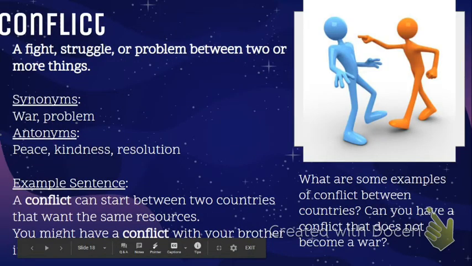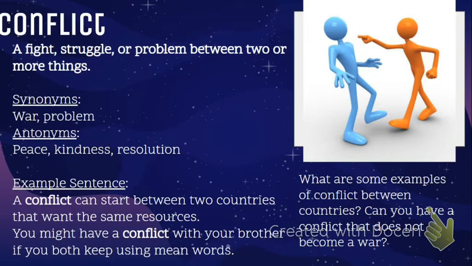Conflict. Conflict is a fight, a struggle, or problem between 2 or more things. Synonyms would be a war or problem. Antonyms would be peace, kindness, or resolution. Example sentences. A conflict can start between 2 countries that want the same resources. You might have a conflict with your brother if you both keep using mean words. What are some examples of conflict between countries? Can you have a conflict that does not become a war?